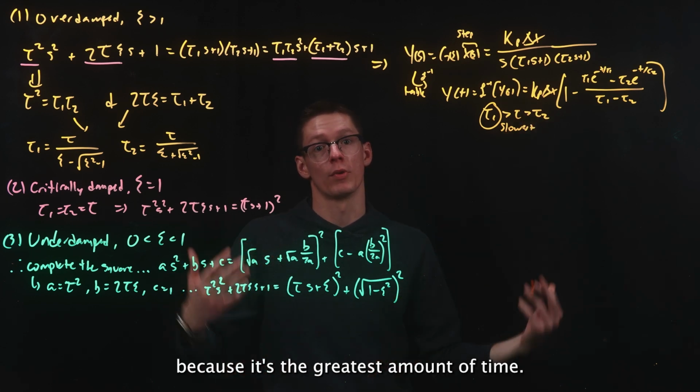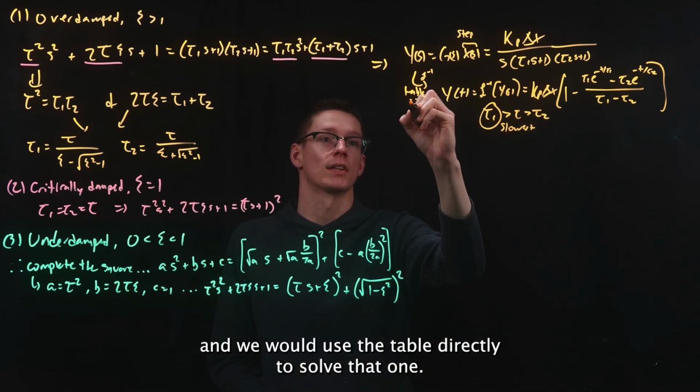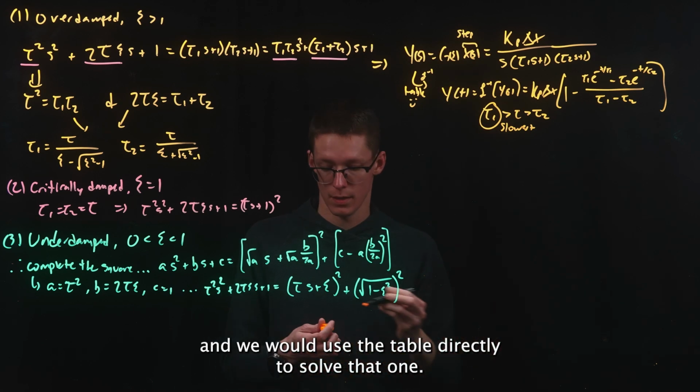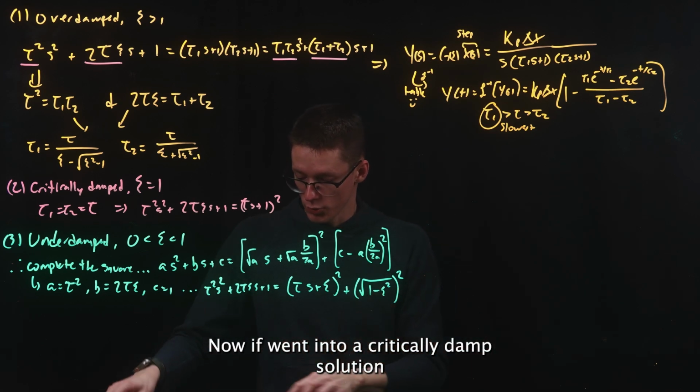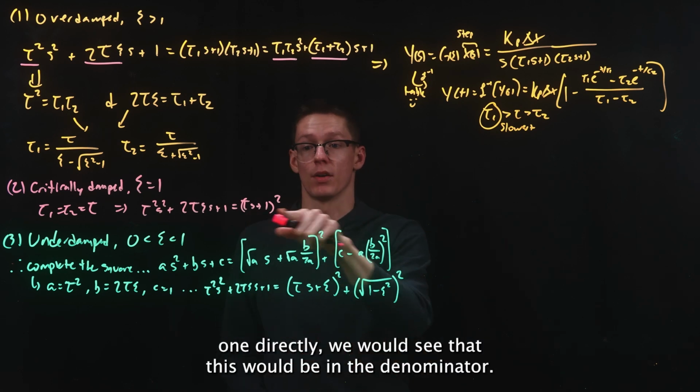Because it's the greatest amount of time, it's the slowest time constant. And we would use the table directly to solve that one. Now, if we went into a critically damped solution, and yes, we can use the table once again to solve this one directly, we would see that this would be in the denominator.